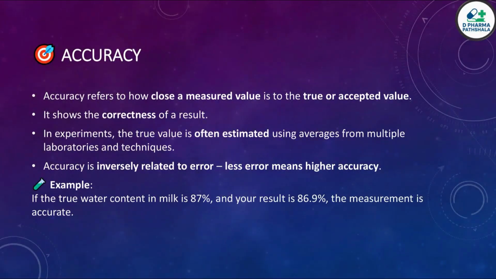Let's begin with the concept of accuracy. Accuracy means how close your result is to the actual or true value. In science, since the exact true value is hard to determine, we often use an accepted average from multiple labs. The lower the error in your result, the higher the accuracy.